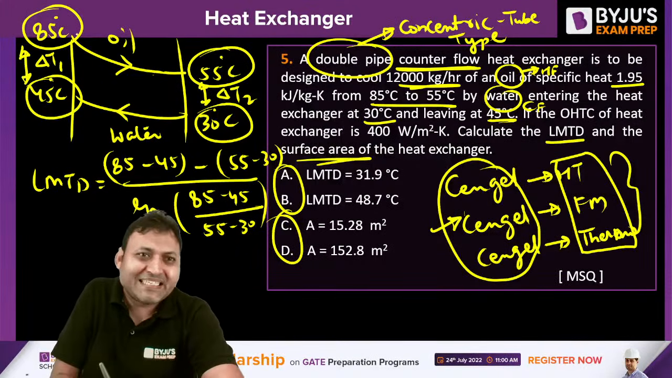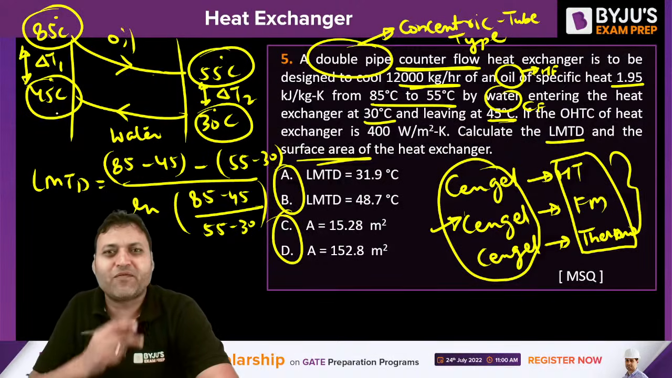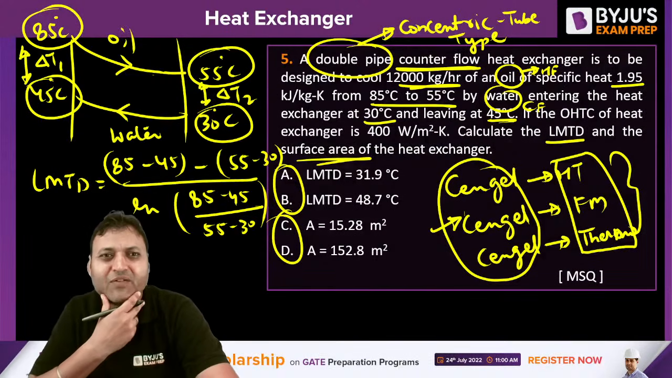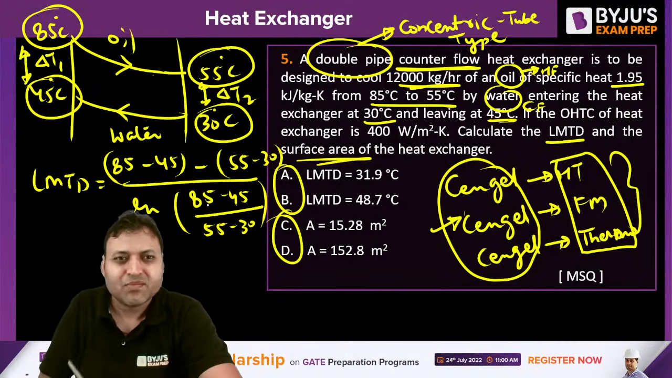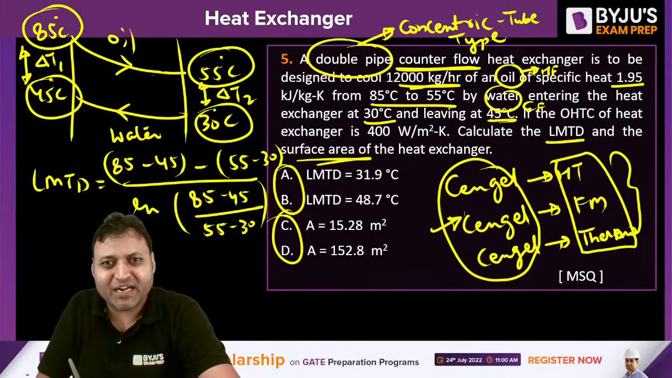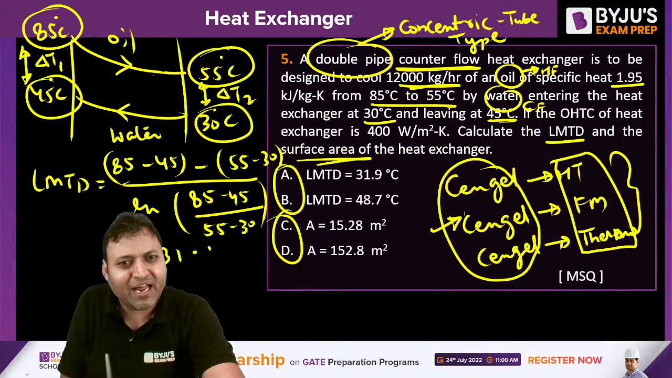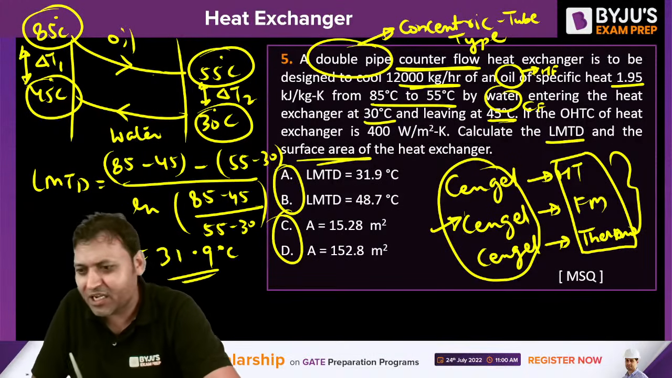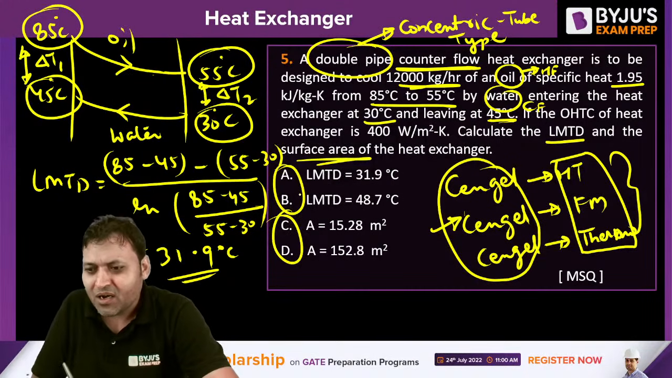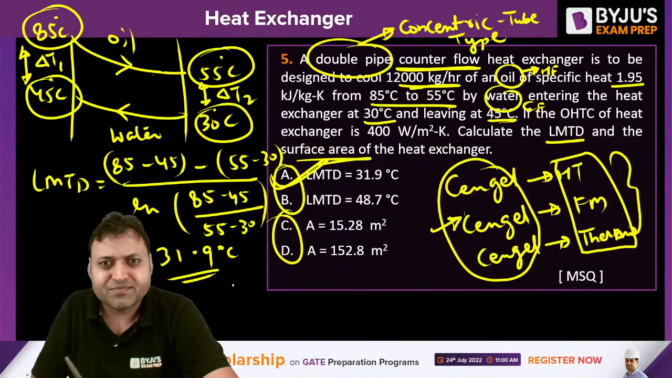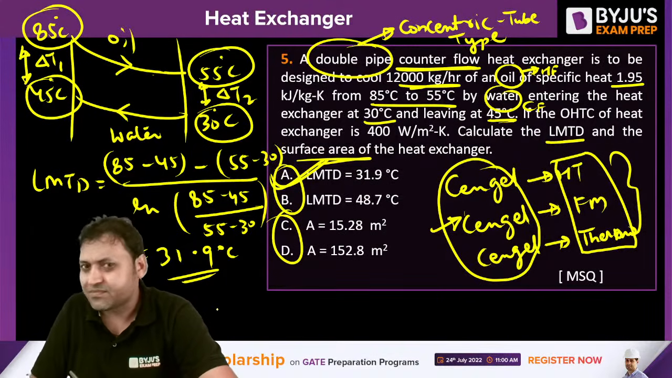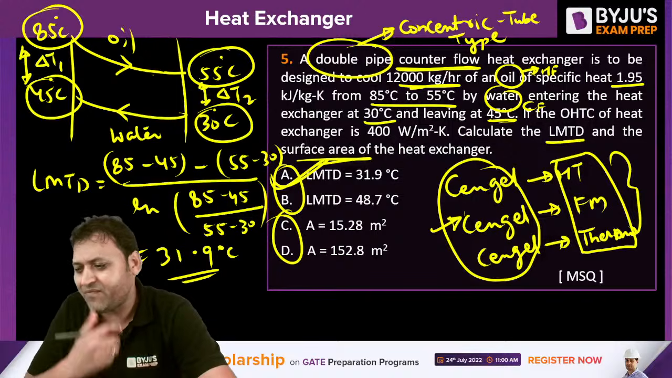This is delta T1, 85 minus 45, and delta T2 is 55 minus 30. LMTD will come out to be 31.9. Are you getting 31.9 degrees Celsius? Please give me a thumbs up if you are getting 31.9. Option A is correct for question number 5.